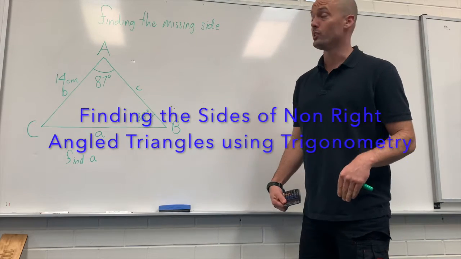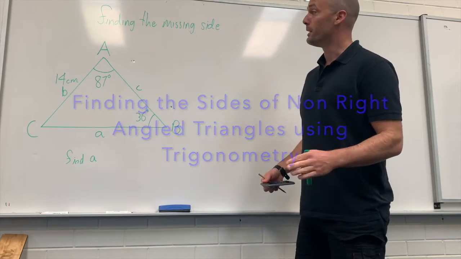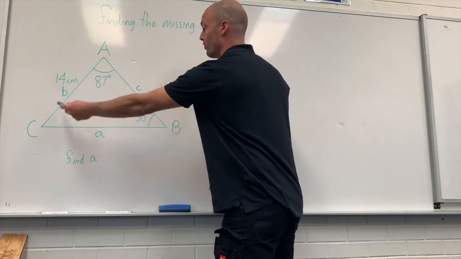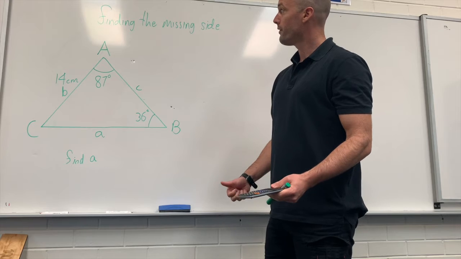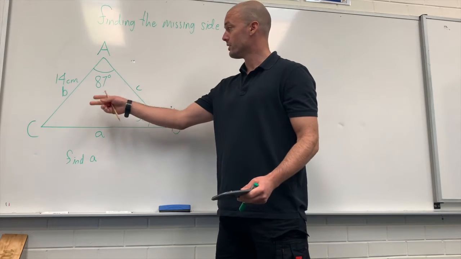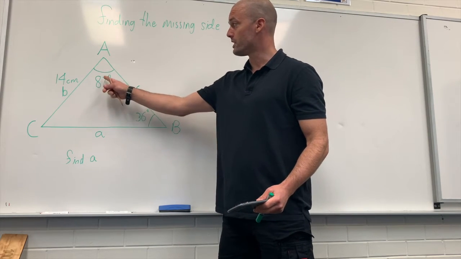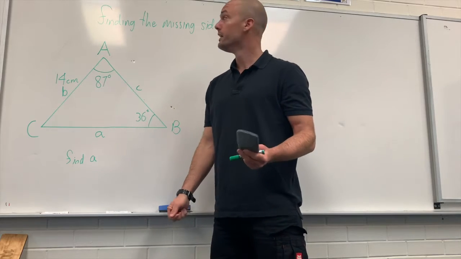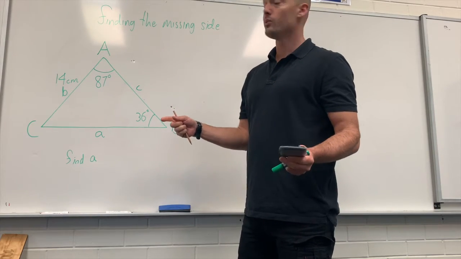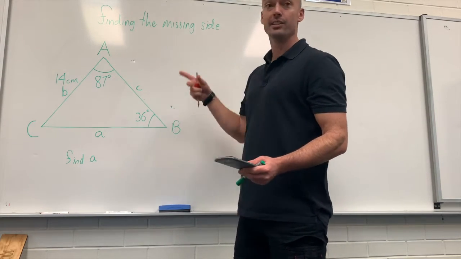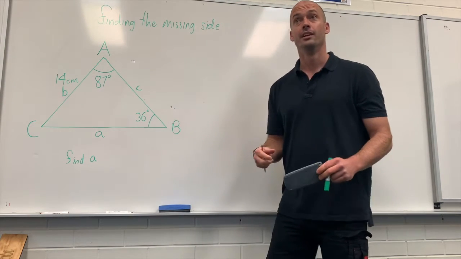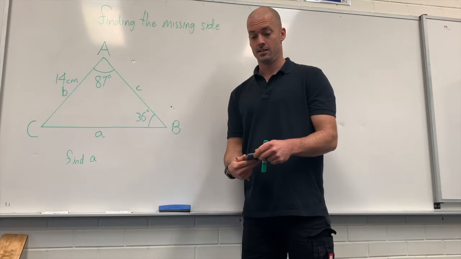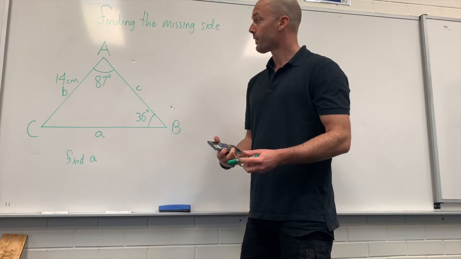Today we are working on trigonometry, but it's trigonometry with non-right angled triangles. So we have a triangle here and there's no right angle in it. 87 is close to a right angle, but not quite. Now, there's two things we can do. We can find the angle and find the side. This video is on finding the side. I'll do another video on finding the angle. That'll be linked at the end.